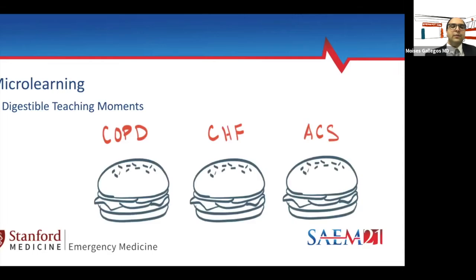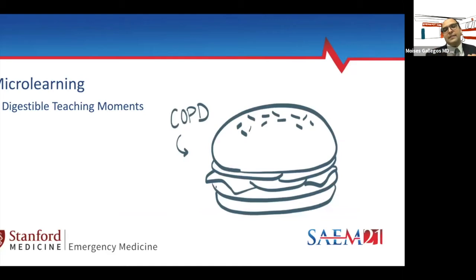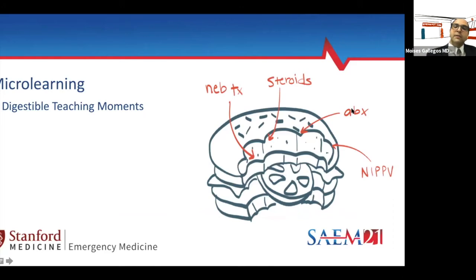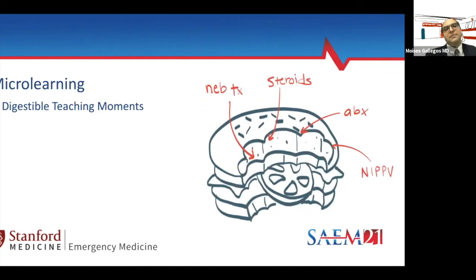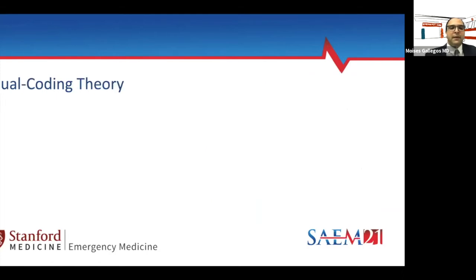And so to break these down a little bit, micro-learning is, again, the goal being digestible teaching moments. If we were to look at medical issues such as COPD, CHF, and ACS, and think about them each as these sandwiches, these standalone items, you could even take one of those and recognize that within one topic, you have several bites you could take. You could talk about nebulizer treatments and have that be one little talk. You could have a little discussion about steroid use in COPD, a little discussion about antibiotics in COPD, and then non-invasive ventilation. So even within COPD, you have these subtopics that would likely focus you in a little bit better.